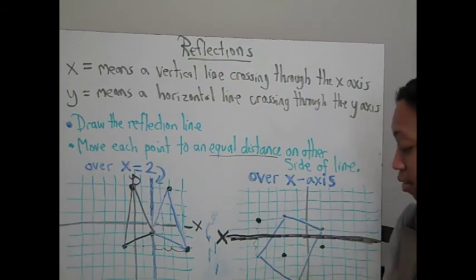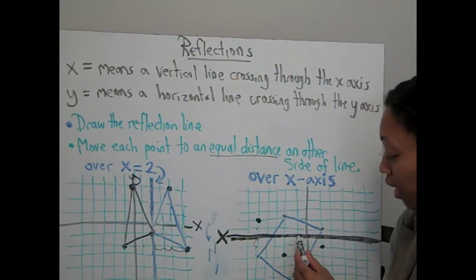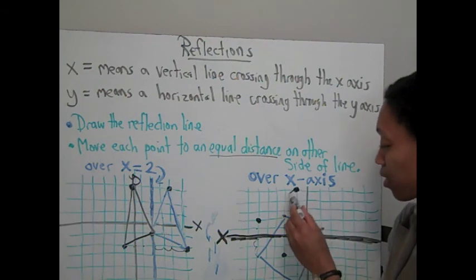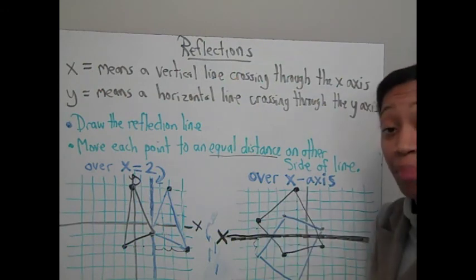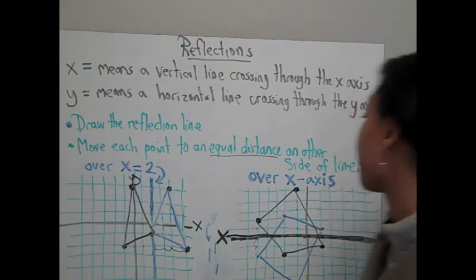How about this one? And this one down here. This one is 1, 2, 3, 4, 5 below. So I'm going to come from the line, starting from the line, 1, 2, 3, 4, 5 above, and connect my points. And there is my reflection. That one's kind of cool because it overlaps. All right.